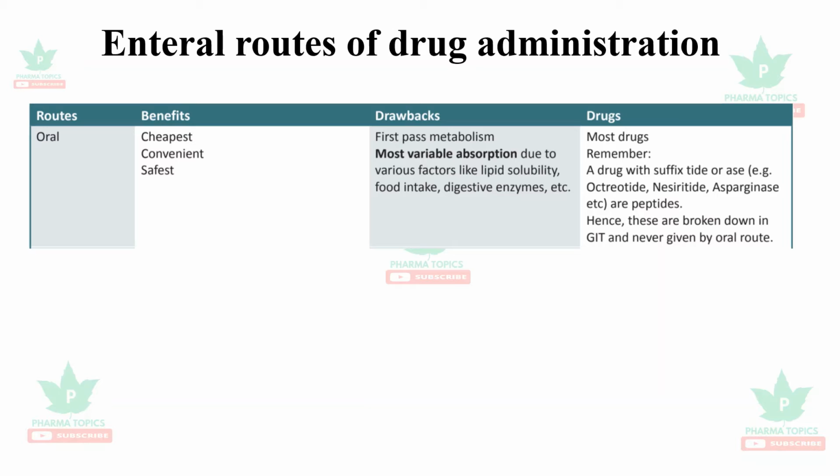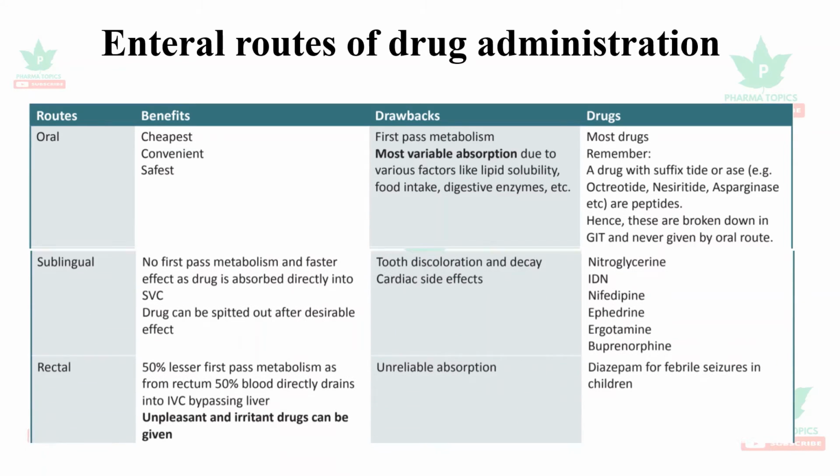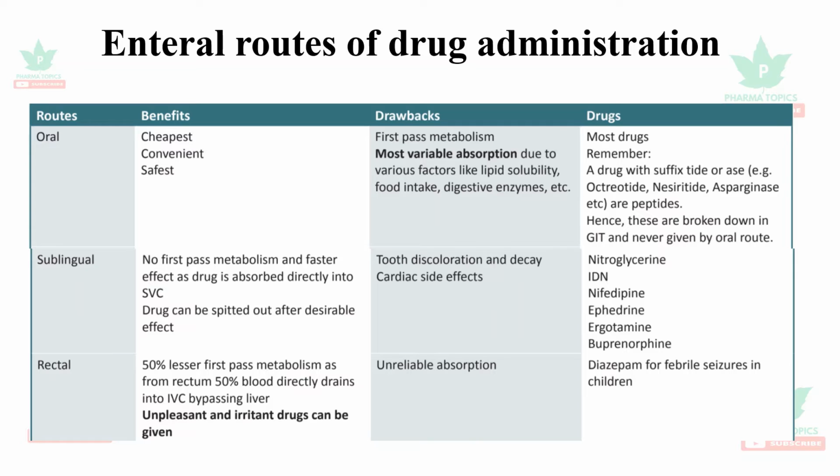That is called first pass metabolism, and there is inter-individual variability in the drug absorption because of various factors like lipid solubility, food intake, and digestive enzymes. You should remember, any drug whose name ends with tide or ase, for example octreotide, nesiritide, asparaginase, all these are peptides. So any peptide cannot be given by the oral route because they get digested by the digestive enzymes.